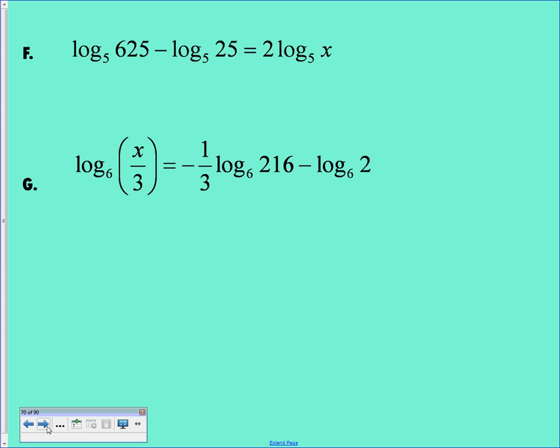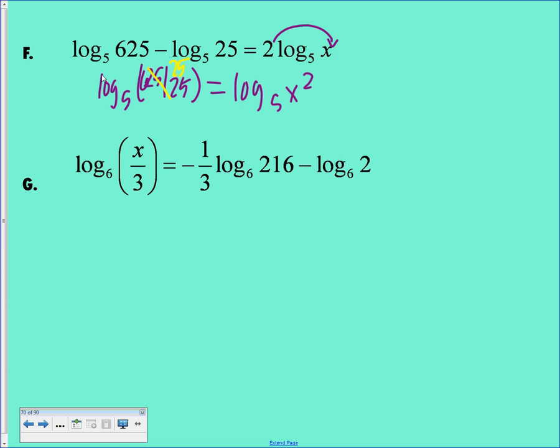So first thing I can do on the left side is I see subtraction. Subtraction is like division. So I can go ahead and do 625 divided by 25. And over on the left side, I'm going to move that exponent so that I have an x squared. Okay, so on the left side, 625 divided by 25 is 25. Now I have one log equal to one log, but now they're log base 5. So when I cancel log, the 5s go with it because it's part of the label. So at this point, I just get 25 to equal x squared.